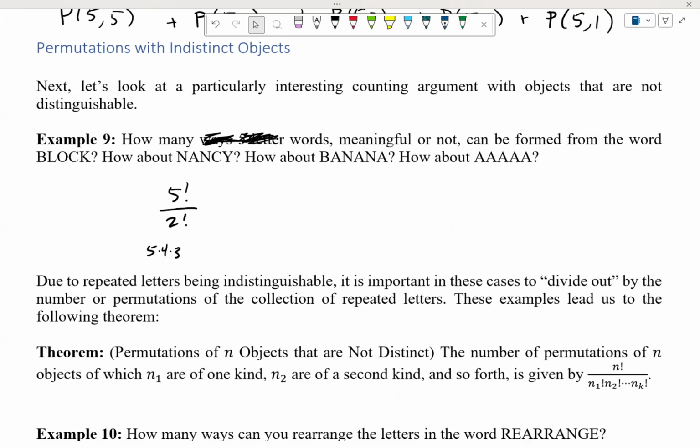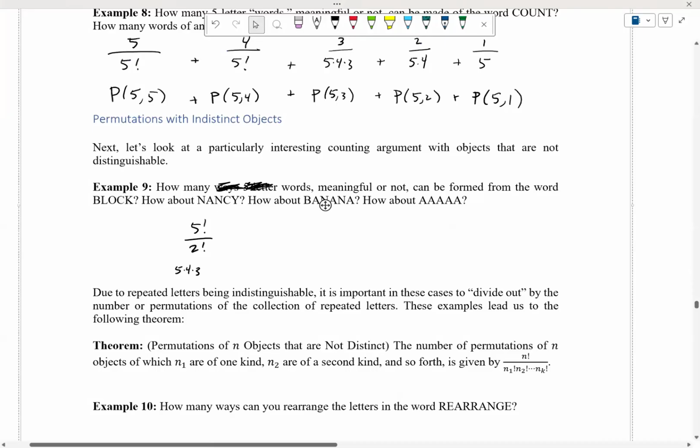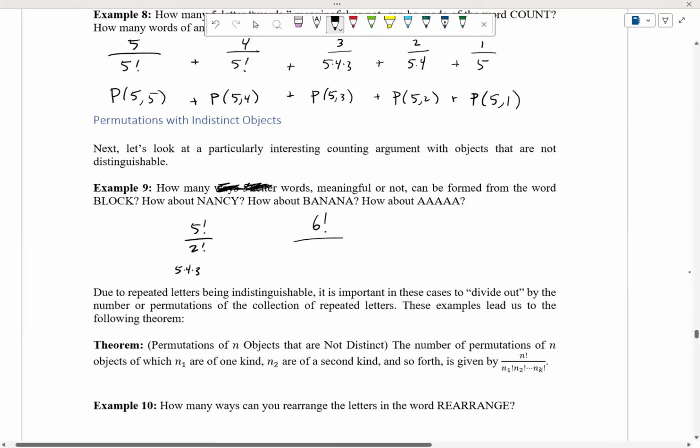Okay, Holden, help us out with banana. Banana. Well, no, there's a six-letter word. Six possible. So 6 factorial. Okay, let me see if I can figure out how to use my equipment. 6 factorial. And then there's 2 times, so it's going to 2 factorial. And there's 3 is 5.